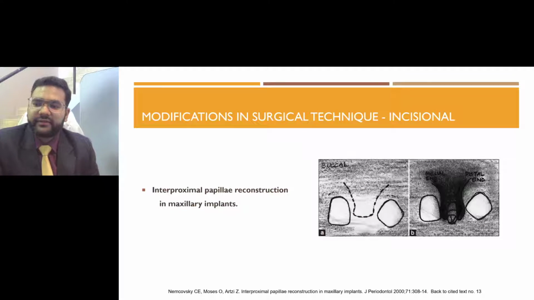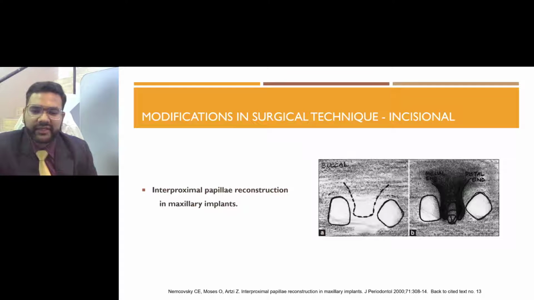The next one is an interproximal papillary reconstruction in maxillary implants. We have this technique where we can use a U-shaped incision which is open toward the buccal aspect. It is similar to a double papilla preservation design, but now the incisions are a little wider to give more blood supply, and the flap would be split in the center into mesial and distal halves. In between it can be split, and then the former can be attached in between that split, and then these small edges can be sutured to the palatal aspect.